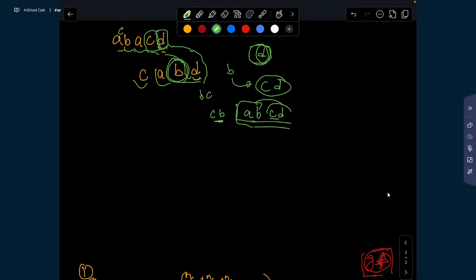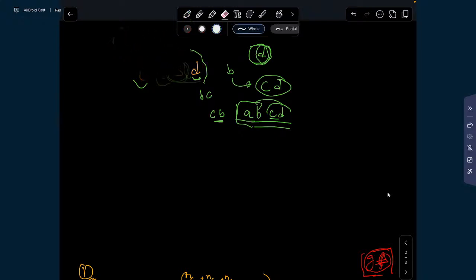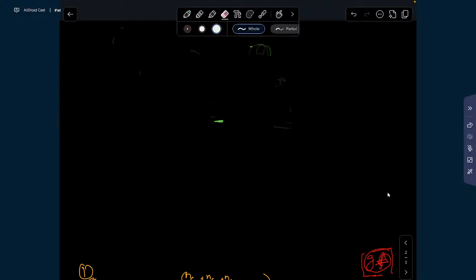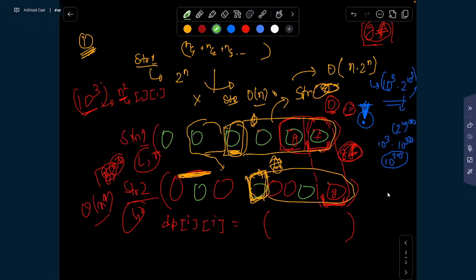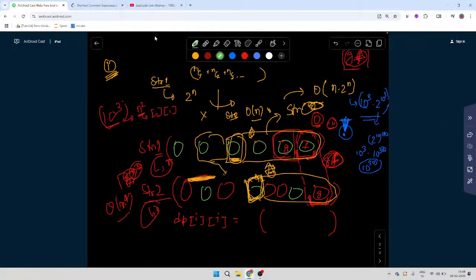So basically, the definition of DP is not happening at this point. How we define DP? It is essentially about finding the longest common subsequences. How can I define DP? Do you guys have any idea?